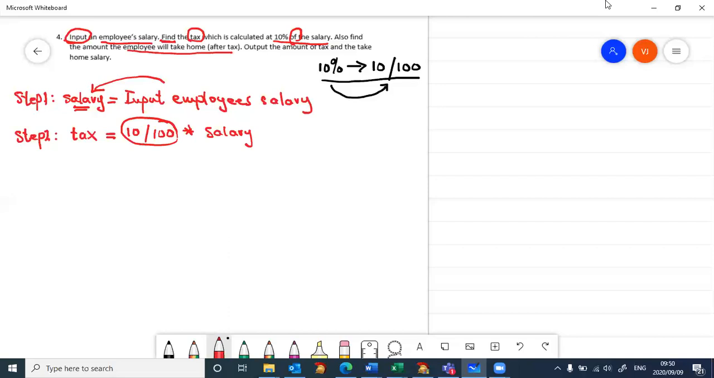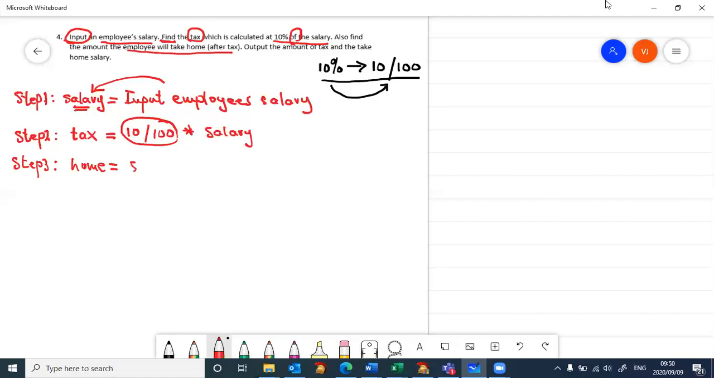And also find the amount the employee will take home. So in step three, right, how much is the employee going to take home? So I'll create a placeholder called home. And to work out the amount the employee is going to take home, it's the salary he receives and the deduction. Tax is a deduction. We take away the tax.